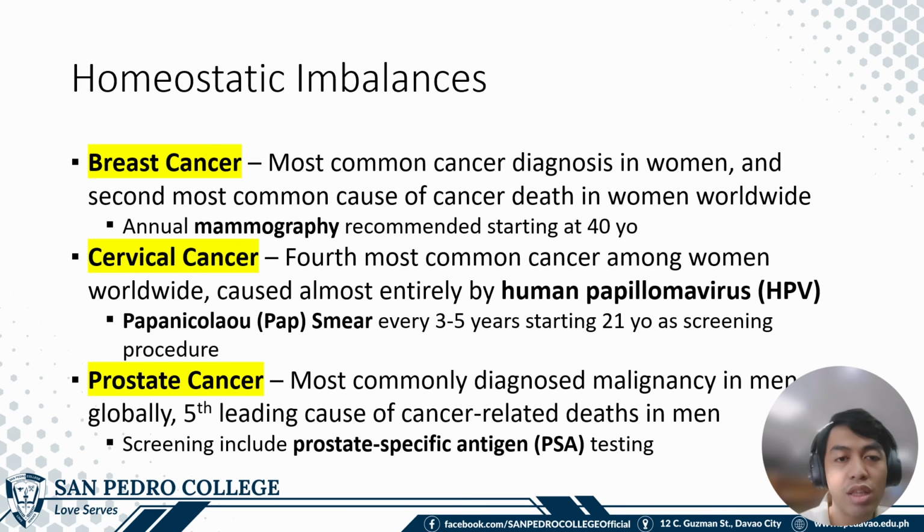Cancers of the reproductive system are also quite common. For the females, you have breast cancer, which is the most common cancer diagnosis in women, and the second most common cause of cancer death in women worldwide. This is screened by mammography, wherein the breasts are observed under X-ray, and these are usually offered annually starting the age of 40. So if you have mothers or grandmothers of at least 40 years of age, it is best to advise them for mammography every year.